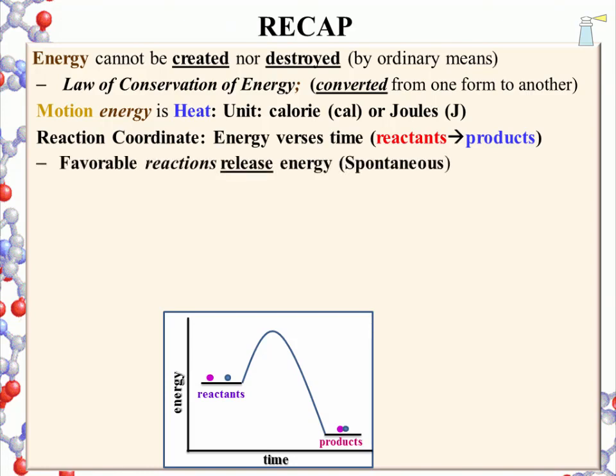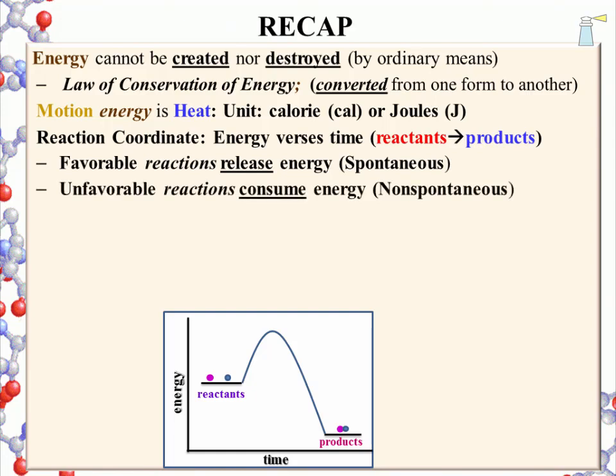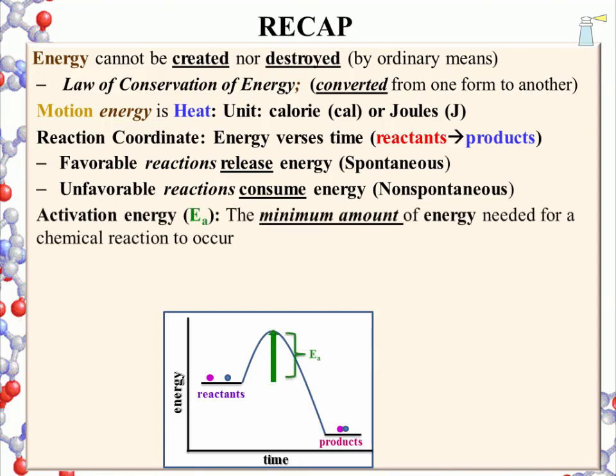The reactions that release energy are deemed favorable. They are said to be spontaneous, but that is not an indication of the speed of the reaction. Reactions that consume energy are deemed unfavorable and are said to be non-spontaneous. An important feature of the plot is the activation energy. It is the minimum amount of energy needed for a chemical reaction to occur. It is kind of an energy barrier to the reaction.